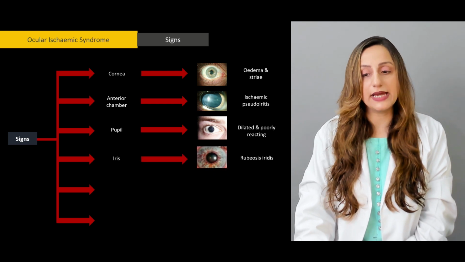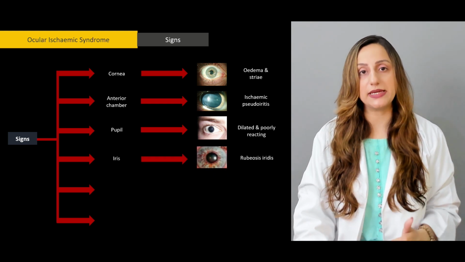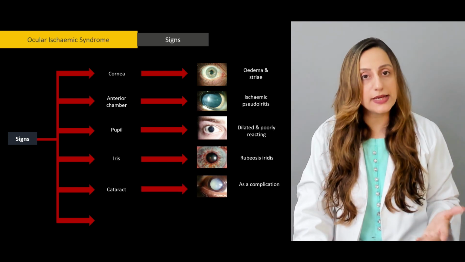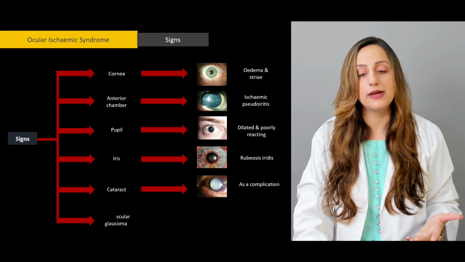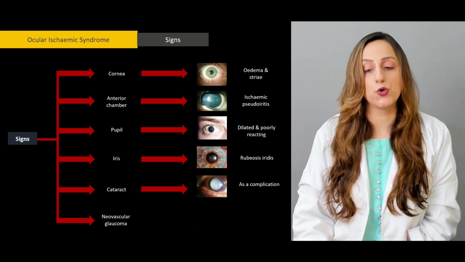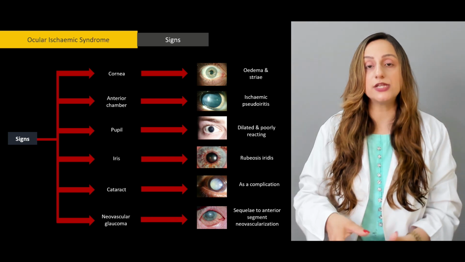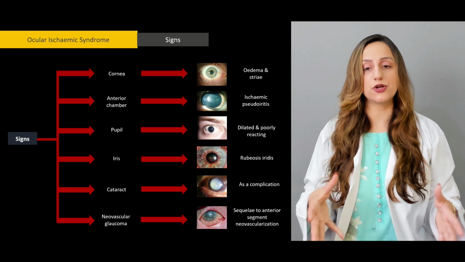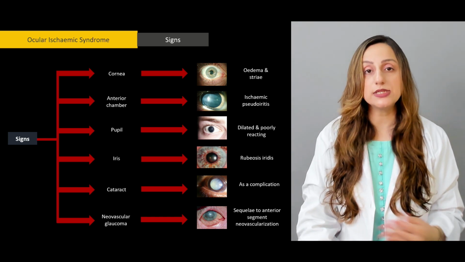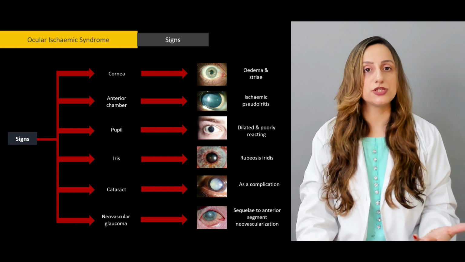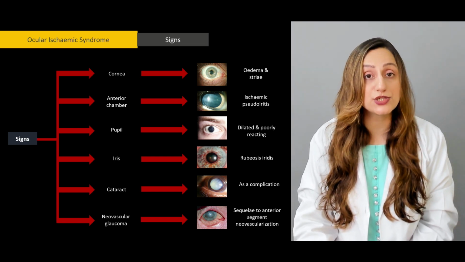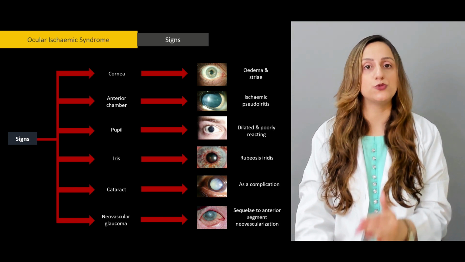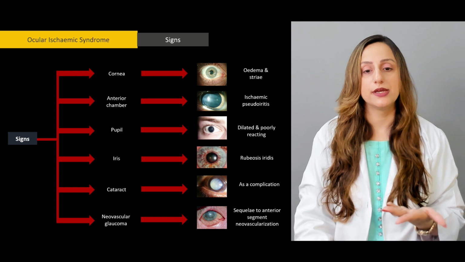And then finally, the iris is going to have the rubeosis iridis in these individuals. Cataracts are going to be seen as a complication of this condition of the ischemic syndrome. And then finally, the neovascular glaucoma is going to be seen due to the sequelae, due to the anterior chamber segment neovascularization. So all of these are going to be the signs that are going to be noted down as an ocular physician, as an ophthalmologist, or as a general physician when you're noting down the ischemic syndrome in an individual manifesting as the ocular conditions.